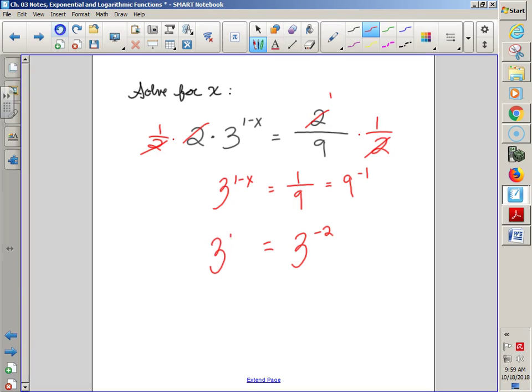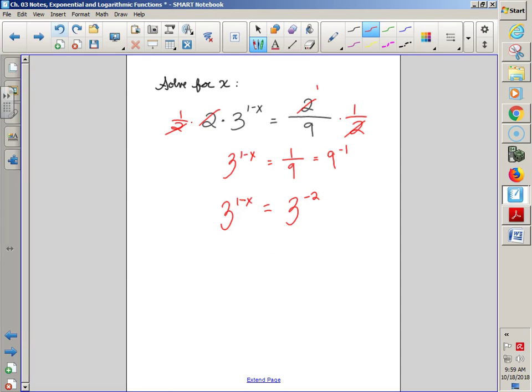And then why is that so amazing? As soon as I can make the bases match, what do I get to do? Solve for x, because I get to just look at the powers. Does anybody remember from last night what the snazzy name is of that property that lets us just look at the powers? 1-to-1 property, good.